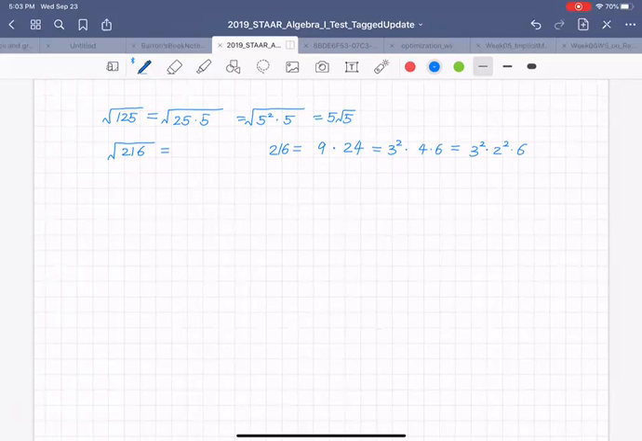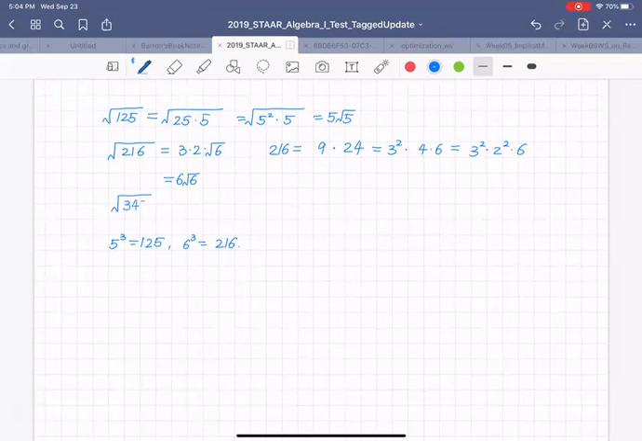So you can take 3 out. You can take 2 out. You leave a 6 inside. Does that make sense? Yes. That's the reason I ask both of you, remember those things. This one equals 125, and this one equals 216. All right. Now, next one.